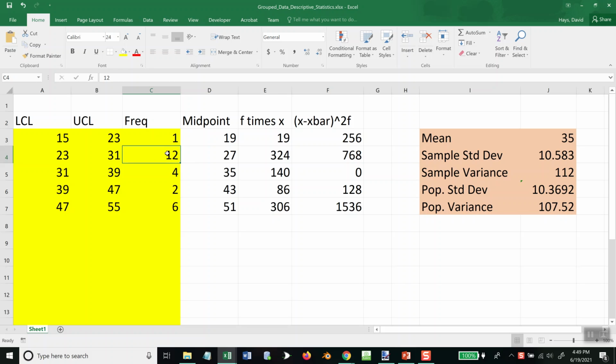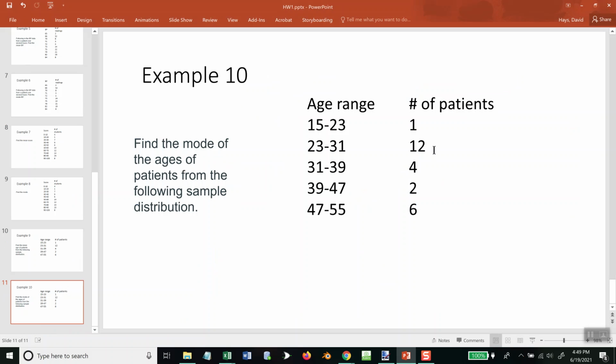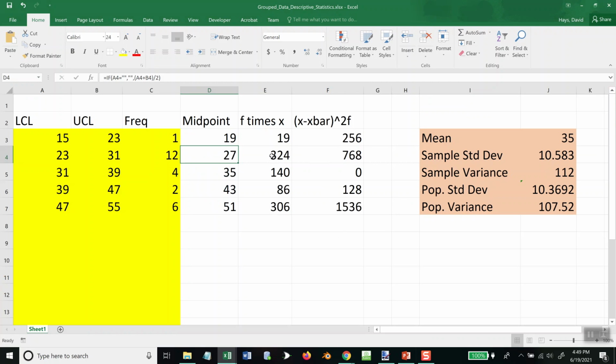So here, my largest frequency is 12, but you have to come over here to the midpoint, and so here our mode is 27. If you're doing it by hand, what you do is you look for the largest number of patients, which would be 12, and then you come over here and you average those two numbers. So 23 plus 31 divided by 2, what is that? 54 divided by 2, which is 27, which matches the value I have over in my midpoint.